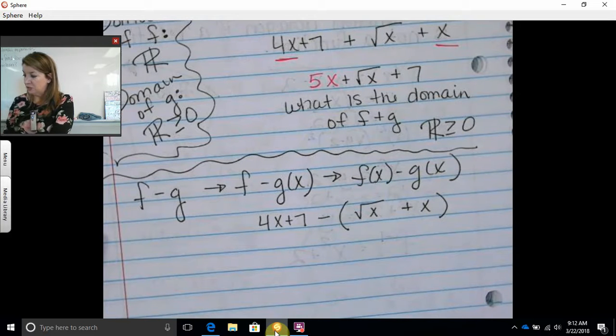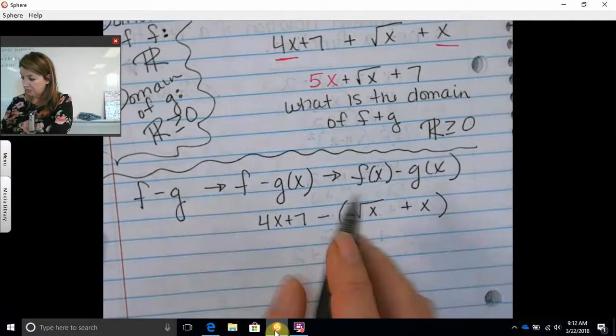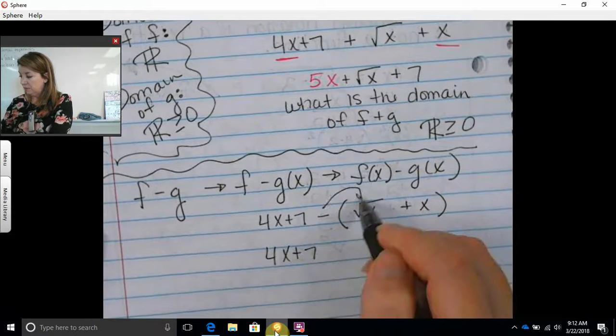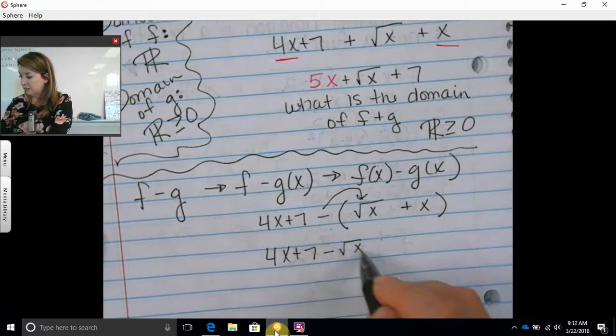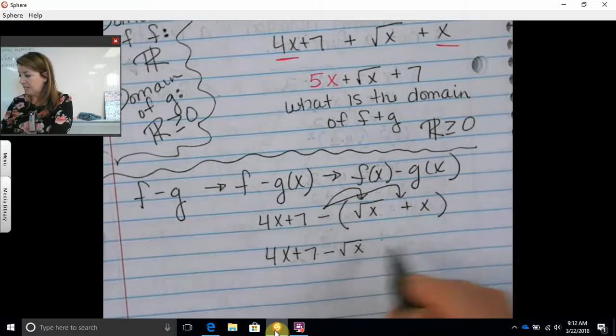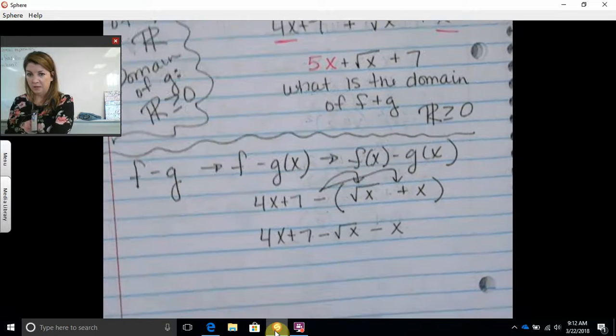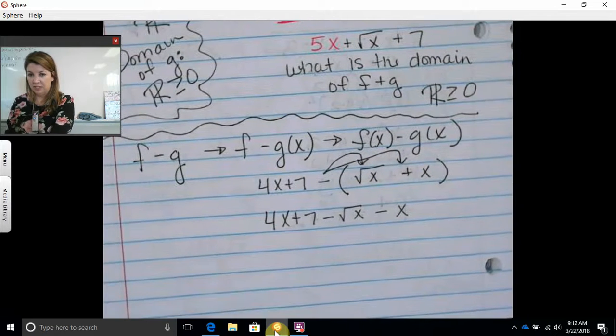So first thing we're going to do is distribute the negative. So that gives us 4x plus 7, and that would be minus the square root of x minus x. So very similar to when we added them, except for the signs changed in function g.